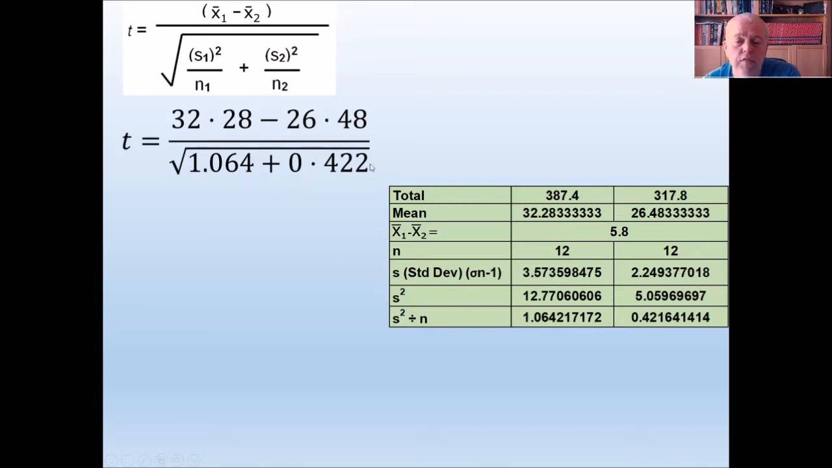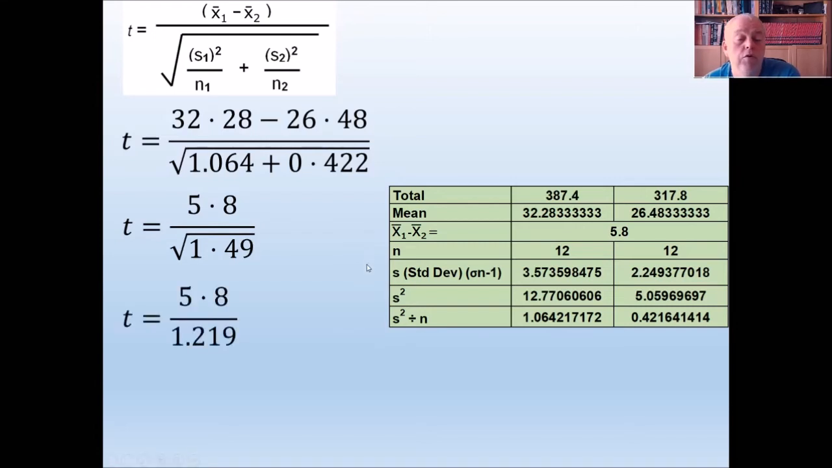So I'm putting everything in that I know that I've worked out. I'm then going to simplify that slightly to give 5.8 divided by the square root of 1.49. It's 5.8 divided by 1.219, and then I get my test statistic: 4.758. That's the value that I'm interested in.